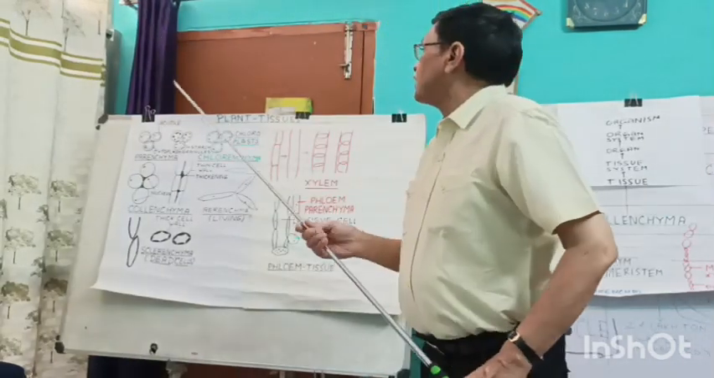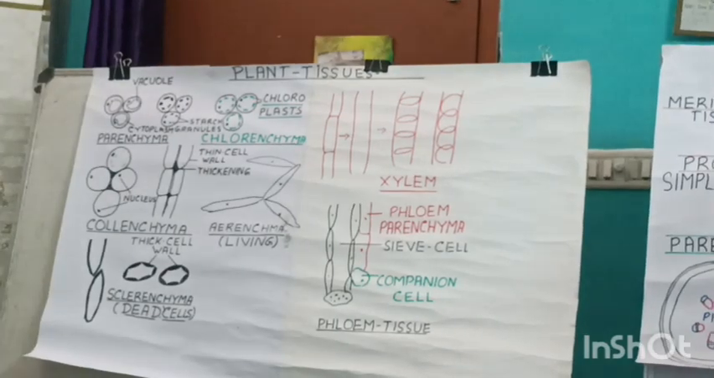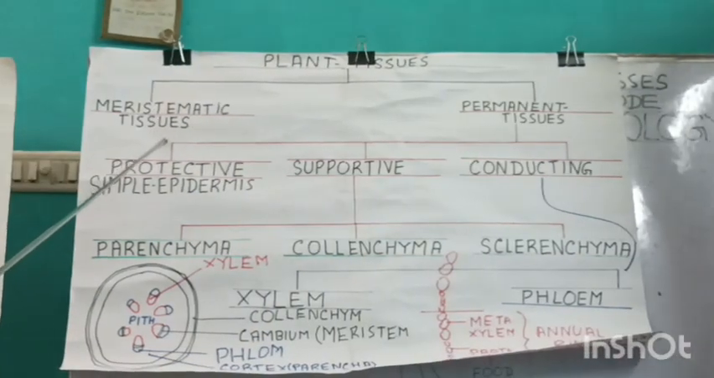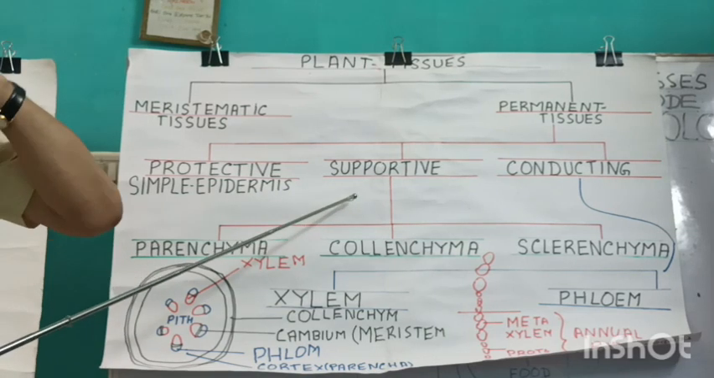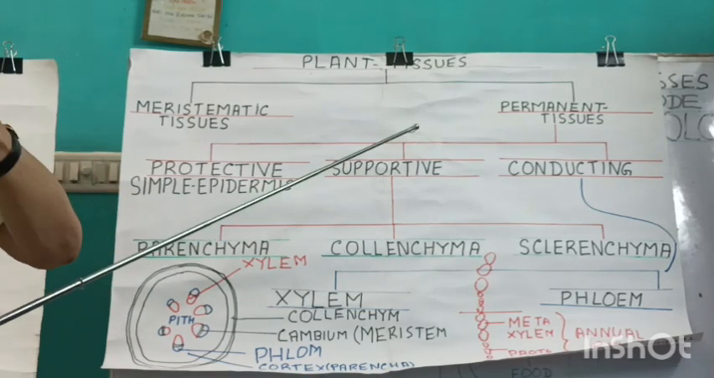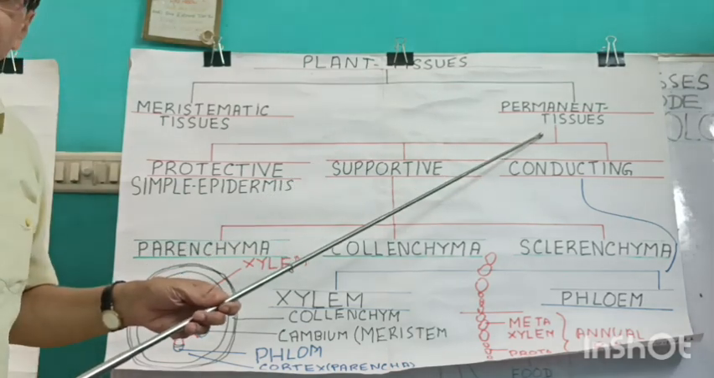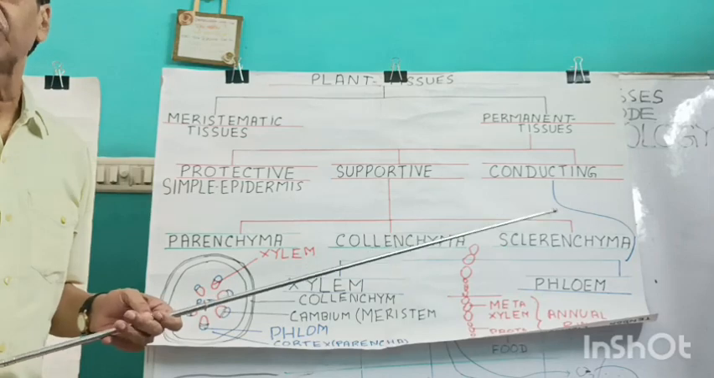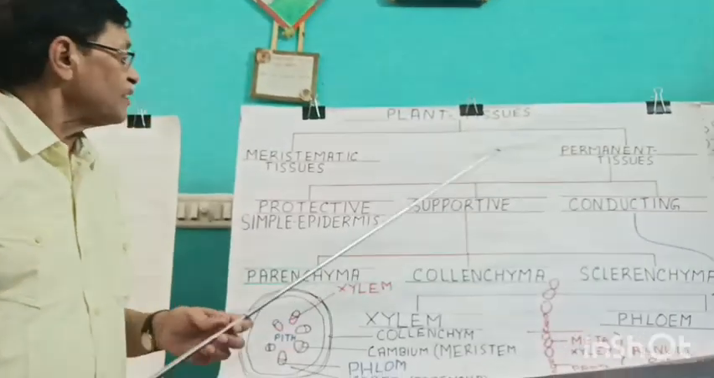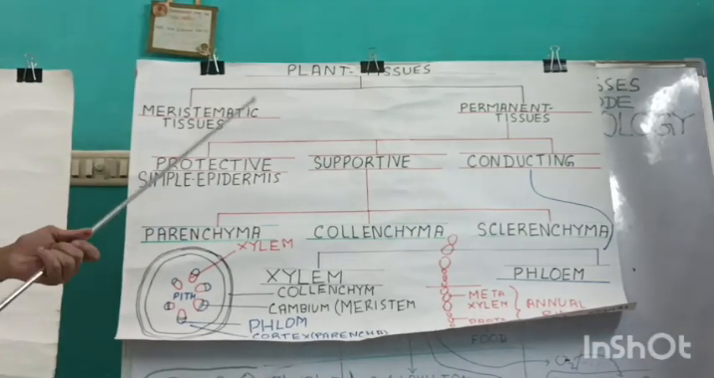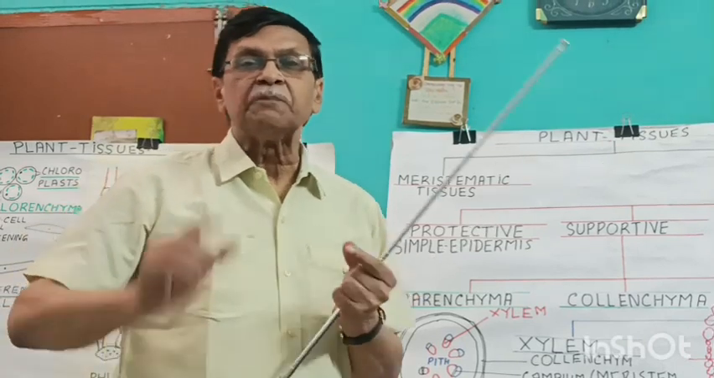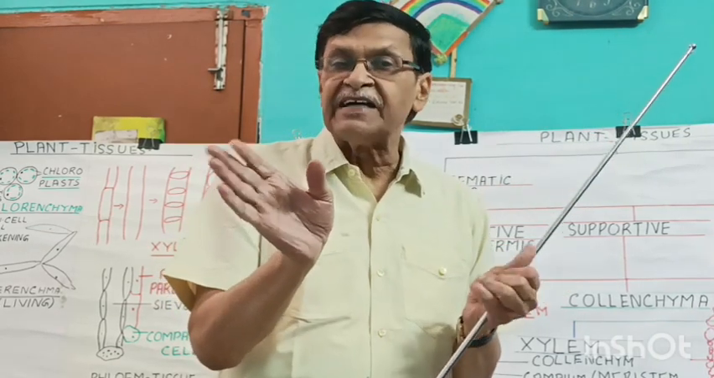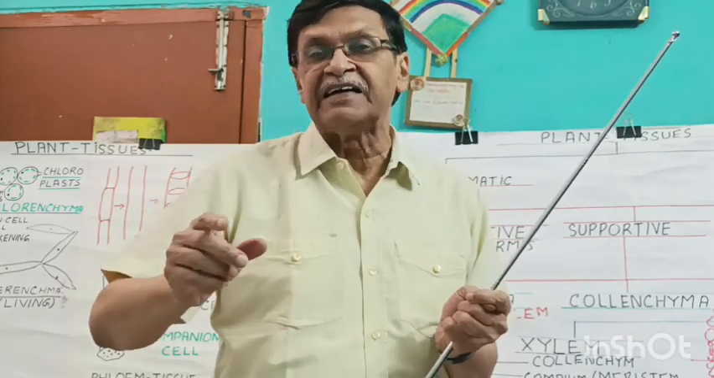Then the plant tissues are of two types. One, meristematic tissues, in which the cells have the capacity to divide. They can divide and give rise to new cells. There are permanent tissues in which the capacity of cell division has been lost. They have become permanent, differentiated to perform some function. The meristematic tissues are found at some places, for example, root apex or shoot apex, or on the lateral side where axillary buds or leaves are arising.